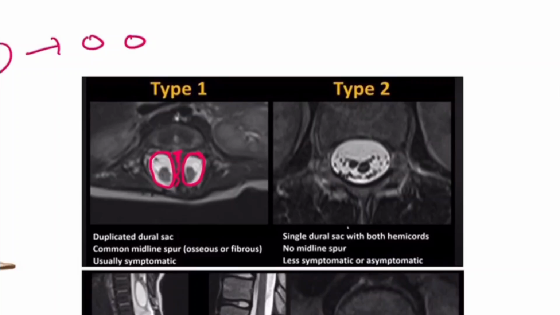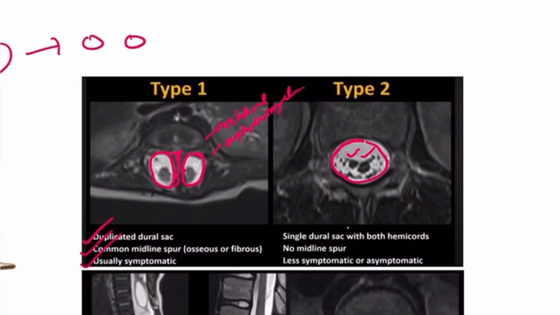separate dural sacs, and these are separated by a bony or a cartilaginous septum. Okay, there are two dural sacs. But in type 2, both the spinal cord halves are contained within a single dural sac. Okay, so in type 1, there are duplicated dural sacs, there is a common midline osseous or cartilaginous septum, and they are usually asymptomatic. They are associated with severe vertebral body anomalies and syringohydromyelia.